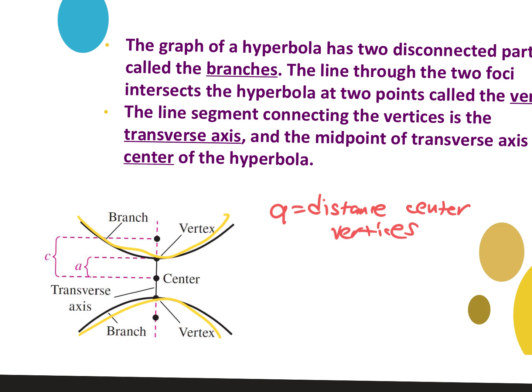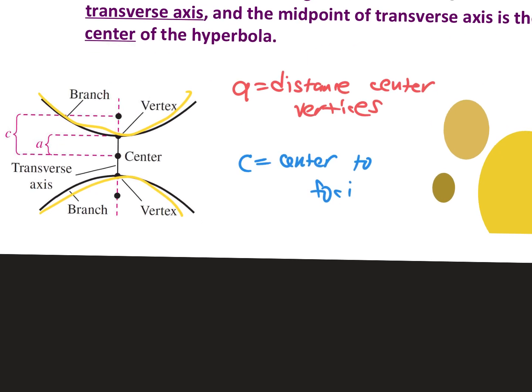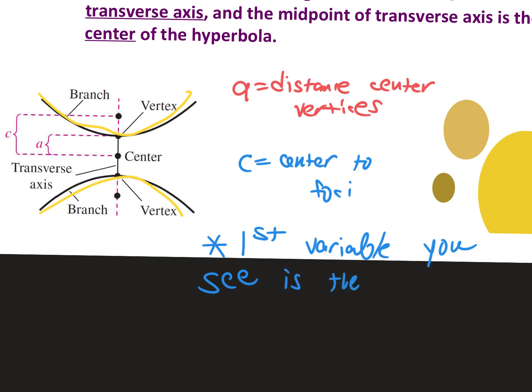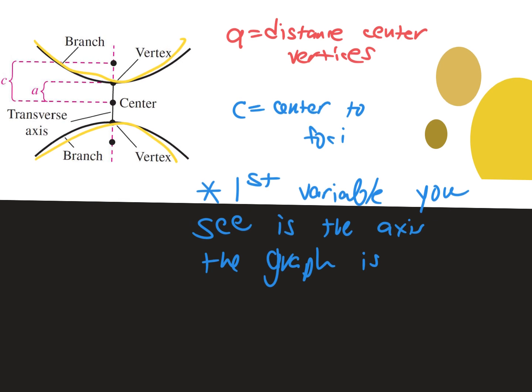And then what's your C? Center to foci. Remember, A and C are on the same axis. They're important. What you do need to remember is that the first variable you see is the axis the graph is transversing.